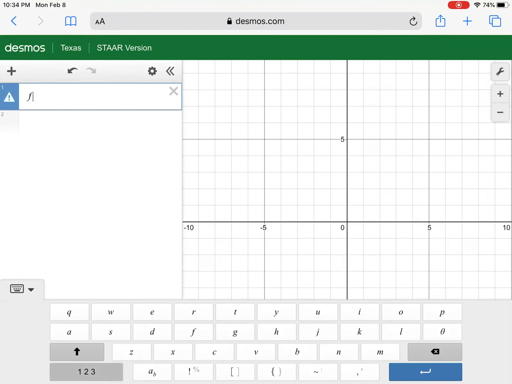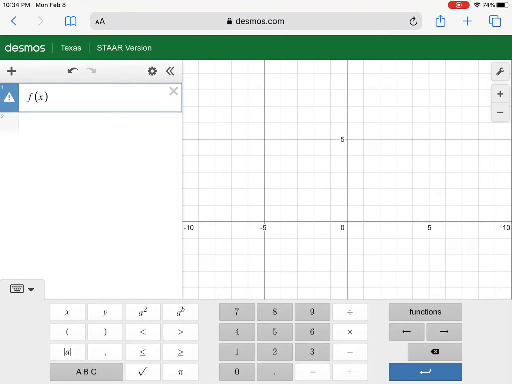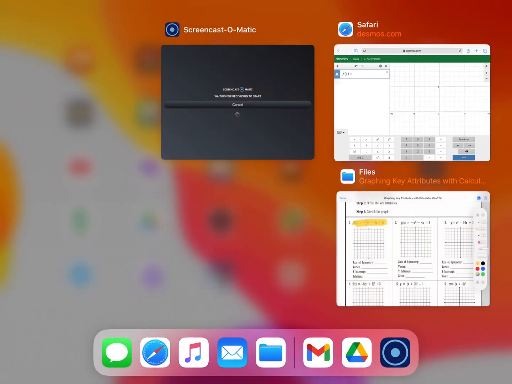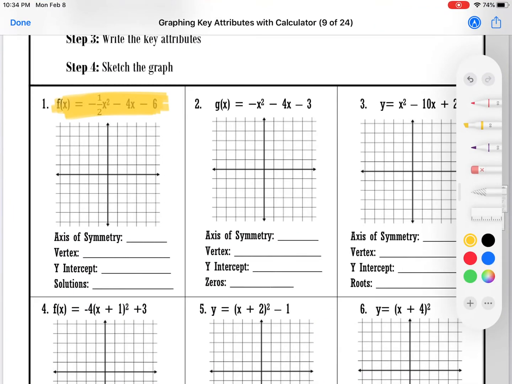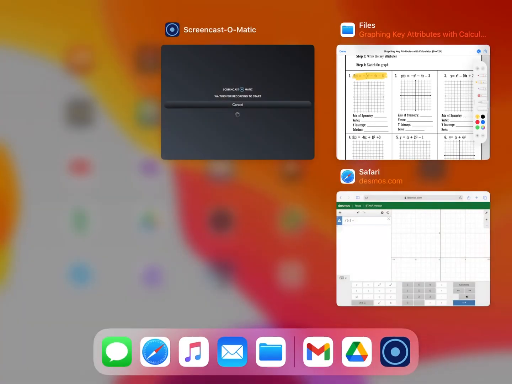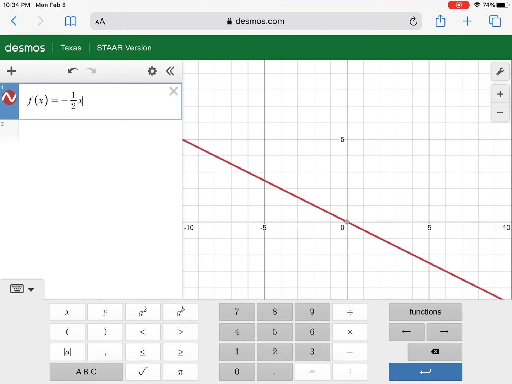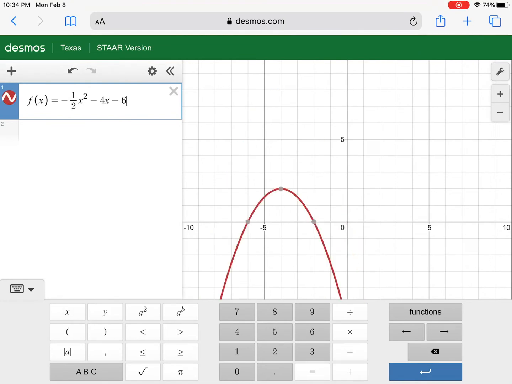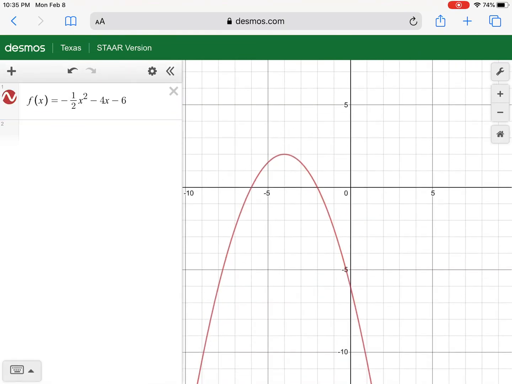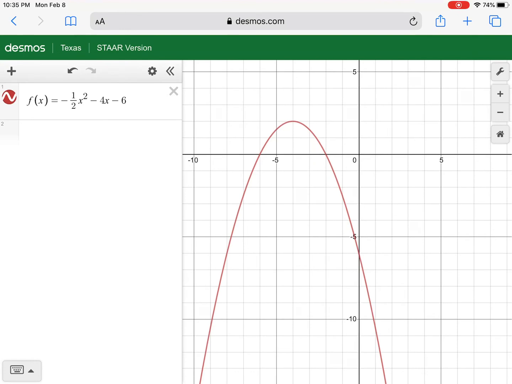F parentheses x equals negative 1/2 x squared minus 4x minus 6. Negative 1 divided by 2, right click x squared minus 4x minus 6. Okay, and here's my parabola.